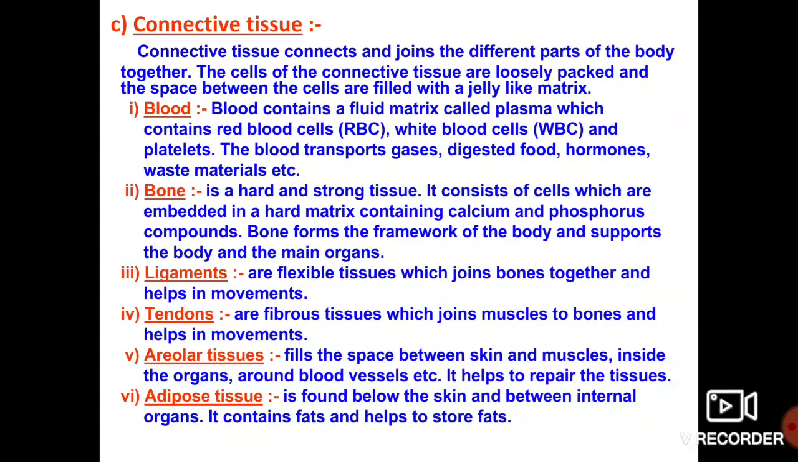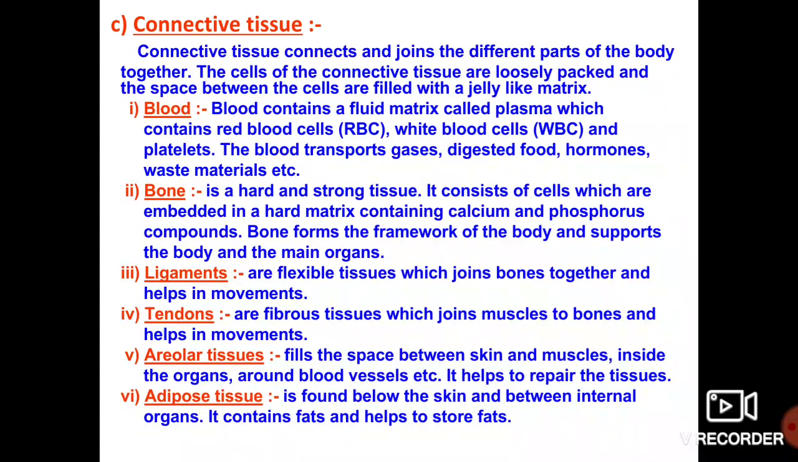Abundant means more in number, maximum in number, which means the maximum part of the body is covered by the connective tissue. It connects, binds, packs and supports the different structures of the animal body. My dear students, connective tissue plays a major role in connecting the cells, binding the cells, and packing and supporting the different parts of the body. These are the main functions of connective tissue.